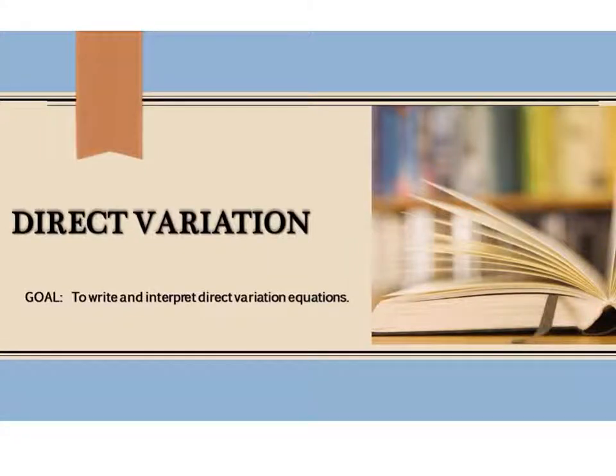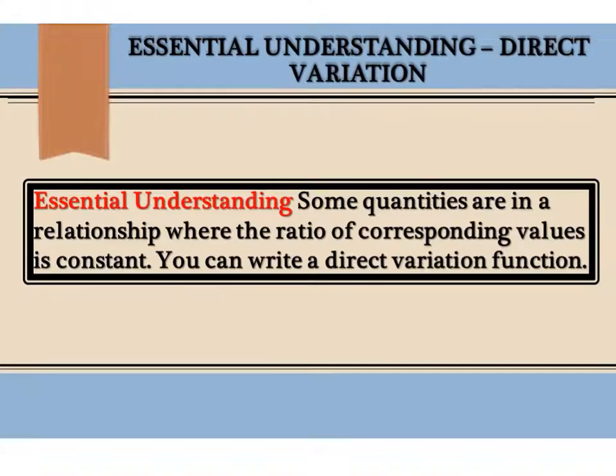This lesson is direct variation. The goal is to write and interpret direct variation equations. What you should understand by the end of this lesson is that some quantities are in a relationship where the ratio of corresponding values is constant, and that you can write a direct variation into a function. Remember, a ratio is nothing more than a fraction.